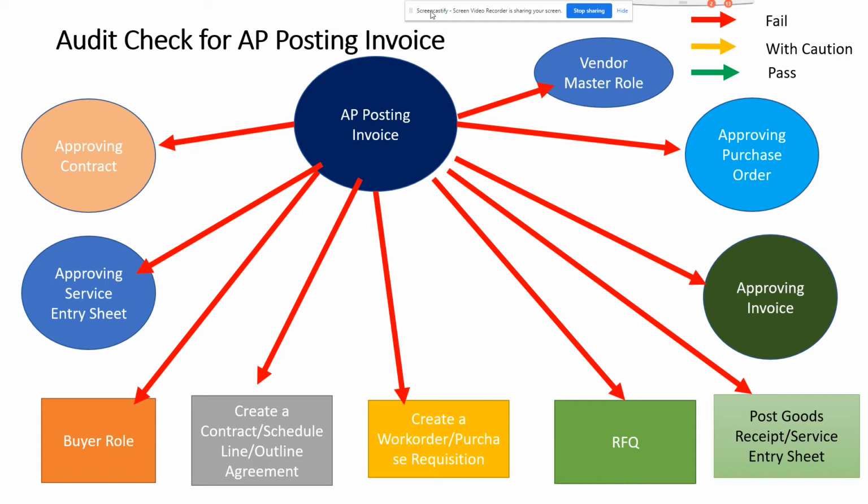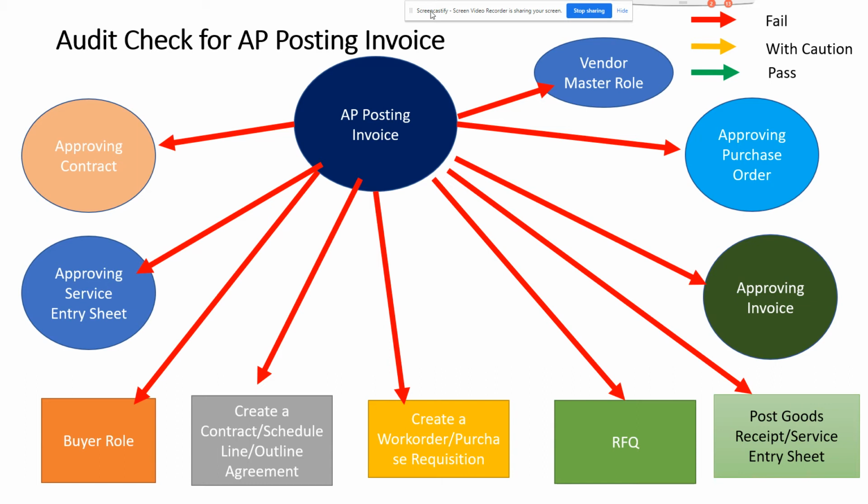But in big corporate companies where you have lots of people working and you follow the audit rules, and you have auditors coming semi-annually or annually, these are red signs on all those things, red marks. AP posting an invoice as well as creating a purchase requisition or a work order, this can be red. Ideally it should be red, but there's some flexibility where it can be yellow. In some cases it can be green also.